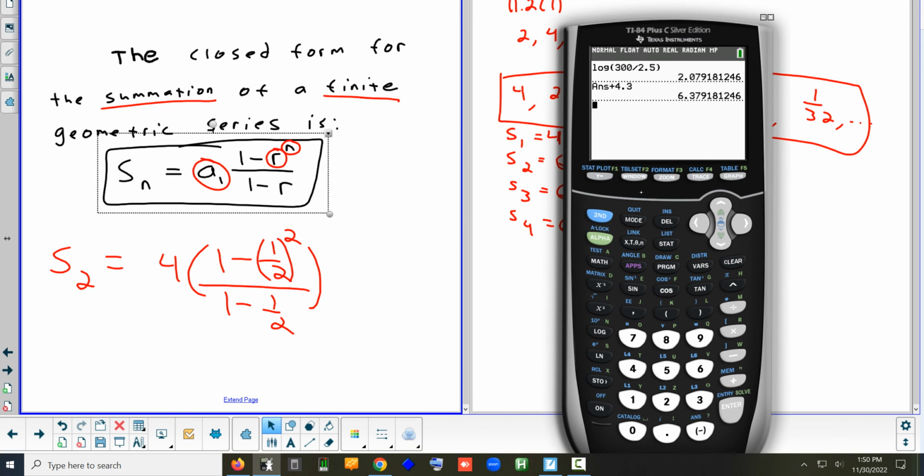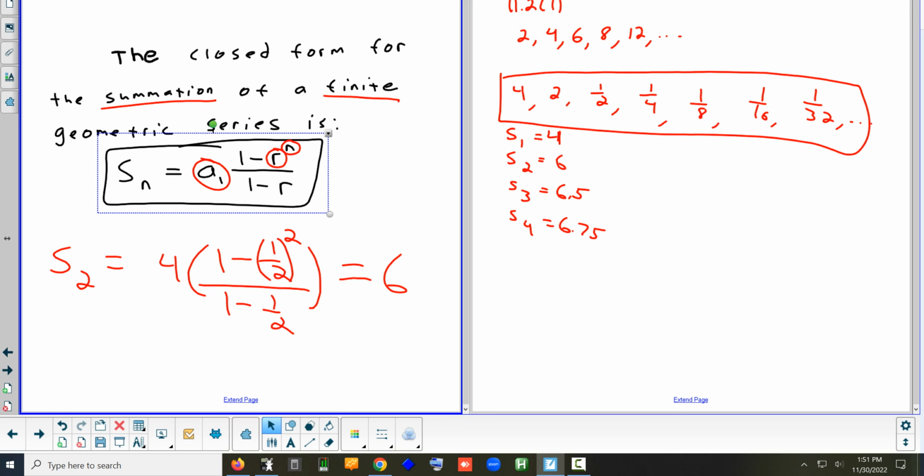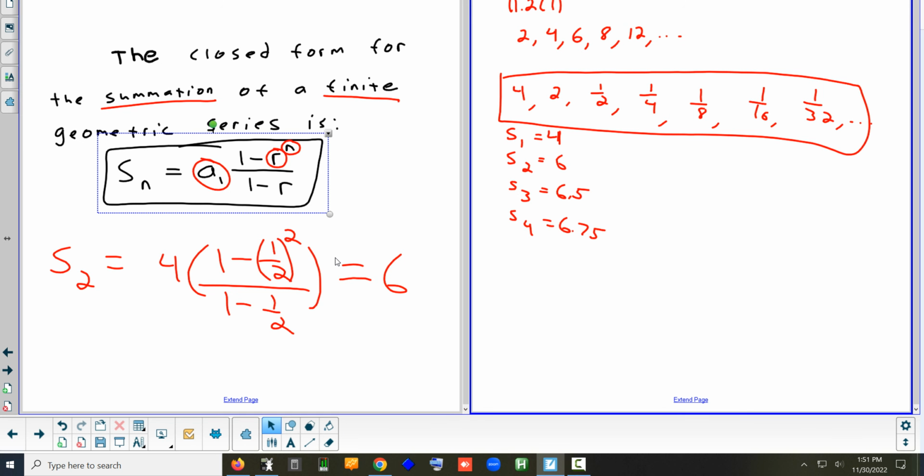All right. I'm going to do what's in parentheses first, and then I'll multiply by 4 at the end. All right, so 1 minus 1/2 squared. Okay, there's the top, 0.75. Divided by, the bottom is 1 minus 1/2. It's just 1/2, but we can type it in. Okay, so that's the bottom. And now I still have to multiply that by 4. I got 6. Which is exactly what we got adding up the numbers by hand.